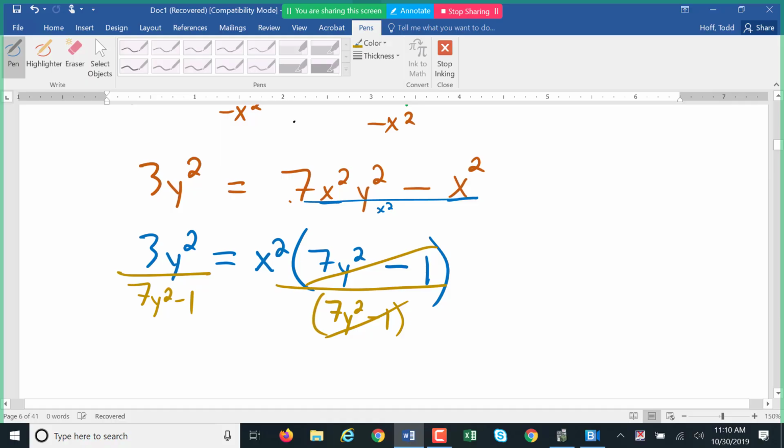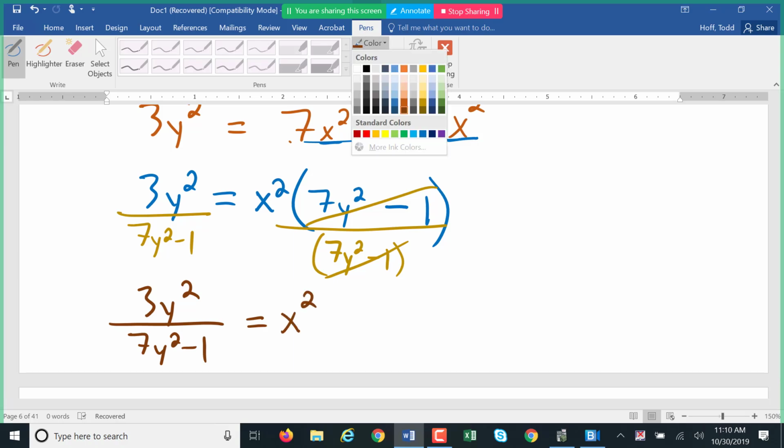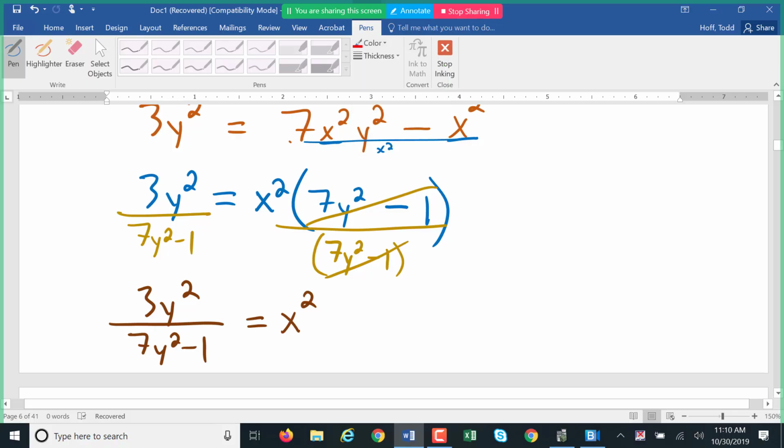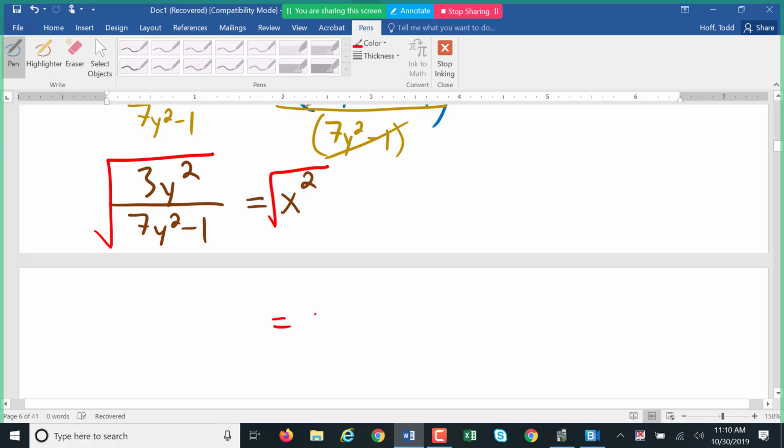Over here, we divide by 7Y squared minus 1. So what we now have on the left side is 3Y squared over 7Y squared minus 1, equals, on the right side, all that's left is X squared. Our last step to solve for X, to get rid of the squared, is to square root. The square root and the squared cancel out. That gives us X, and that's going to be equal to the square root of 3Y squared over 7Y squared minus 1.